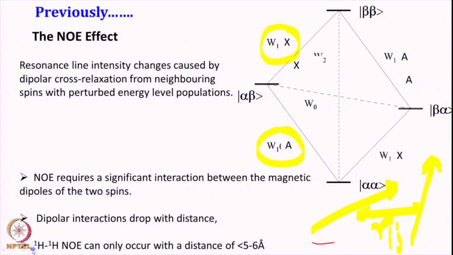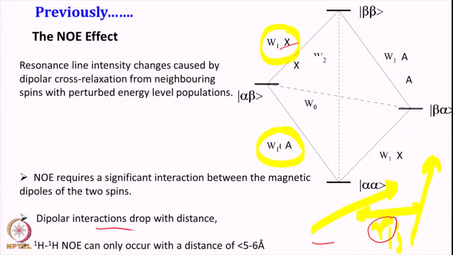So, here we have seen spin A and spin X. If we are perturbing spin A, the effect of that perturbation will be seen on spin X. For this effect to be seen, they have to be interacting through space, and since it is interacting through space, it is a distance dependent phenomenon. If r is the distance between these two spins, as the distance increases, the dipolar interaction between them decreases, and therefore the effect becomes lesser and lesser.